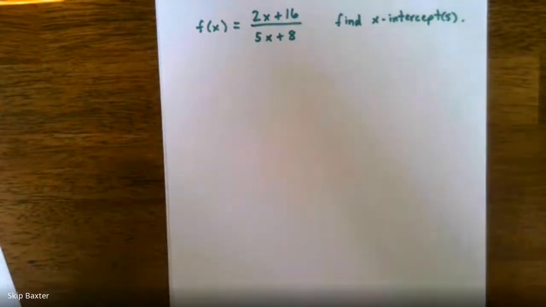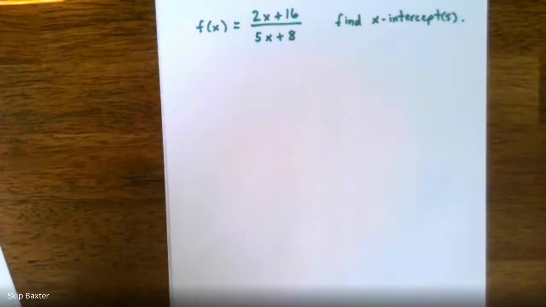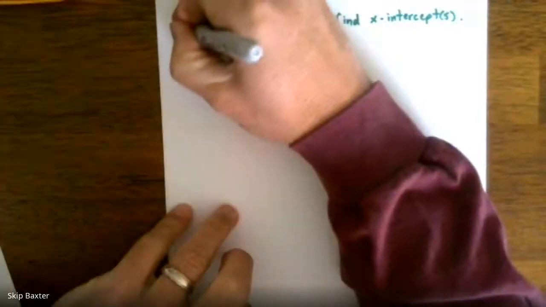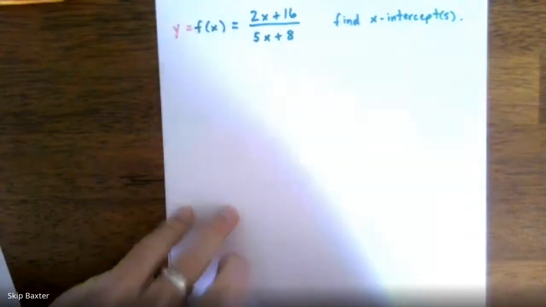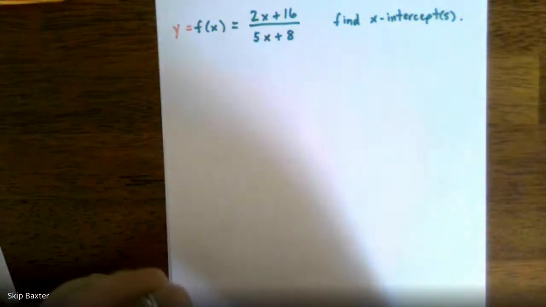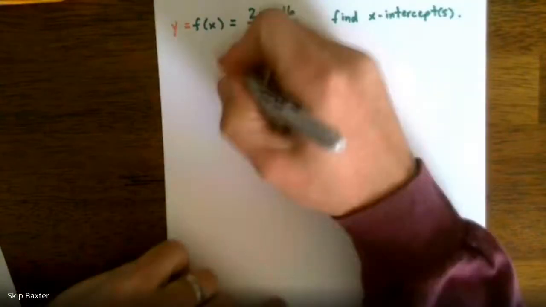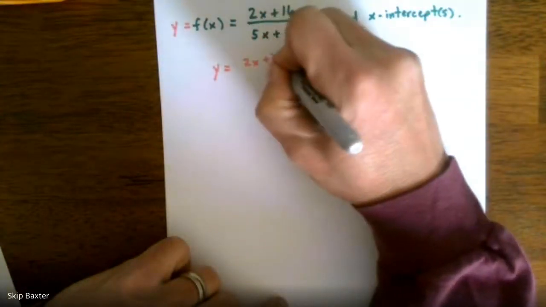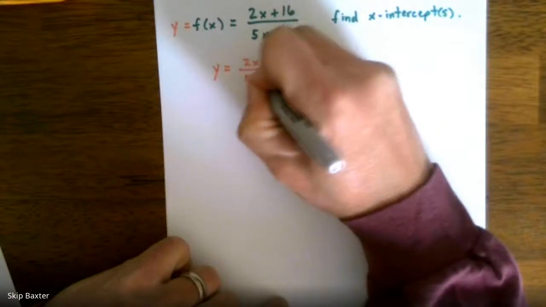Well, here there's not an actual y, but you know that f of x is just a fancy way of writing y. So really, when you see f of x, you could just replace it with y. So this is really just saying y equals 2x plus 16 over 5x plus 8.